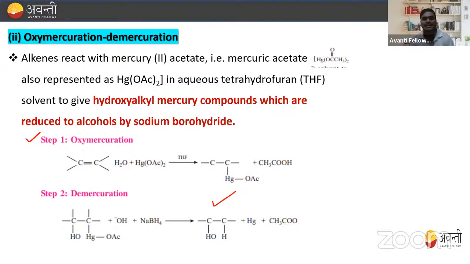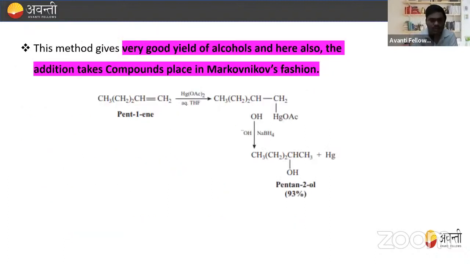In this, the alkene reacts with mercuric acetate to form this, and it is further reduced by sodium borohydride to produce alcohol. This method gives a very good yield of alcohol, and here also the addition takes place in the Markovnikov fashion.